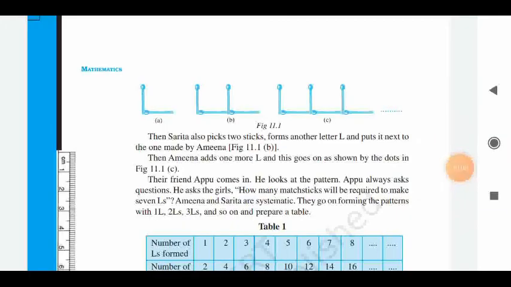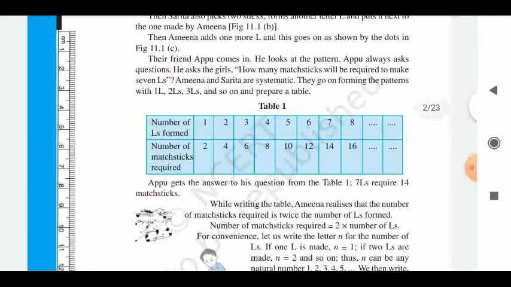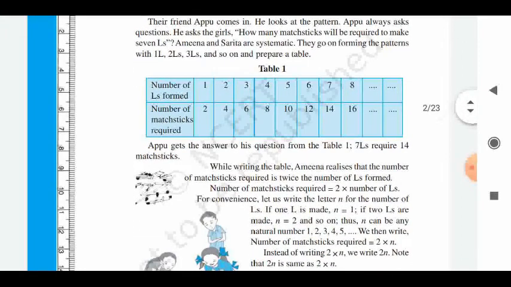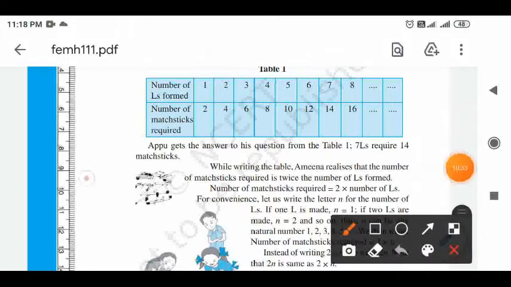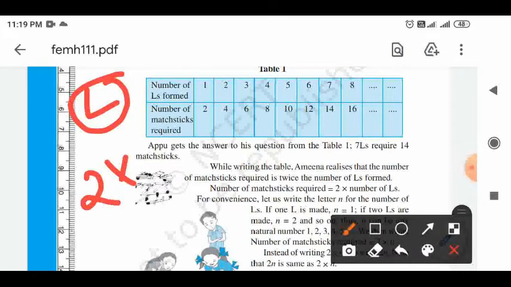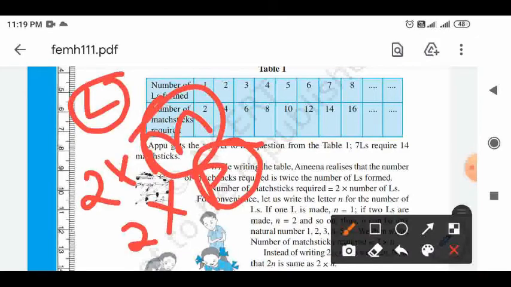See, in your textbook they have given the letter L. So how many mastics are needed to write the letter L? See here, the number of mastics is 2. So 2 mastics. So what is the rule now? You can write the number of mastics as 2 into the number of L's. Instead of L, you can write 2 into M or 2 into P, anything, but P and M you call variables.